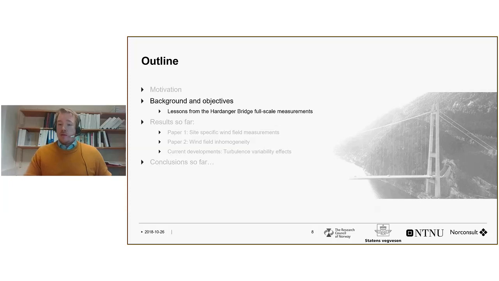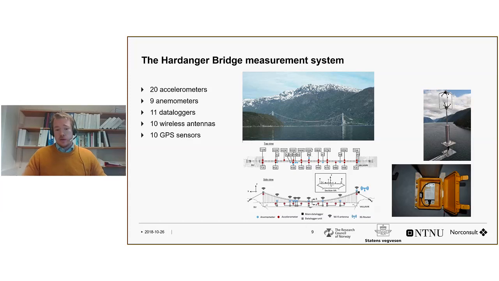So, to the background and objectives of my research topic. NTNU and the Norwegian Public Roads Administration have been monitoring acceleration responses and also the wind field along the Hardanger Bridge since 2013. They have instrumented the bridge with 20 accelerometers distributed along the bridge girder, but also in the top of the towers. They are also using 9 wind measuring anemometers, of which 8 are distributed along the span, and 1 is placed in the top of the northern tower.